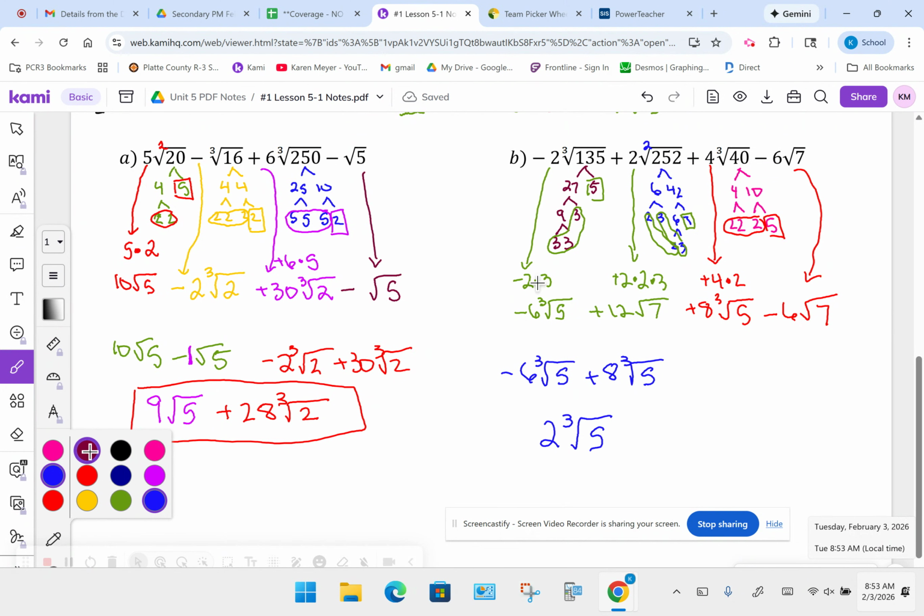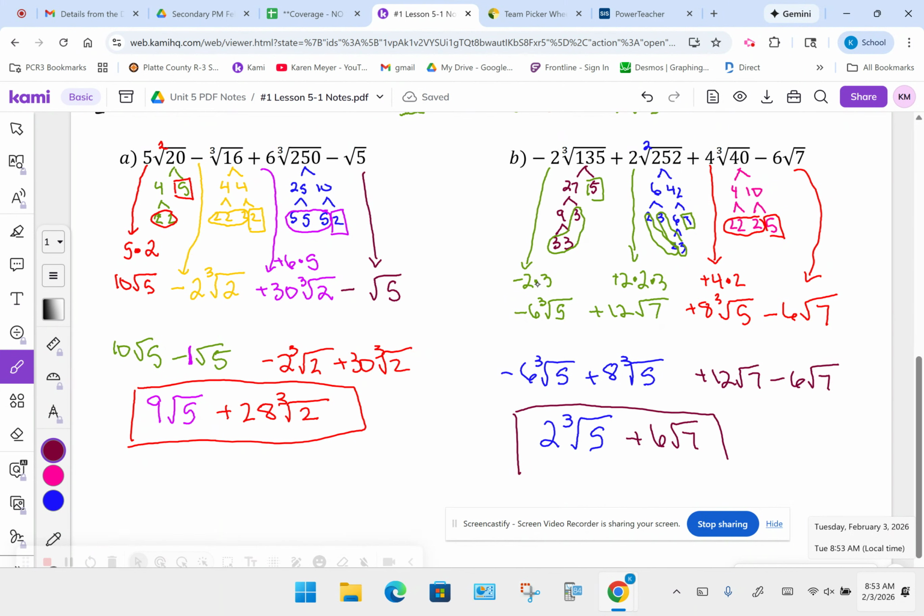And then look at the square roots. I have a positive 12 square root of 7 and a negative 6 square root of 7. Square root of 7, square root of 7, like terms, so combine the front numbers. 12 minus 6 is a positive 6 square root of 7. Then remember, a cube root and a square root are not like terms, so that's as far as you can go, and you are done.